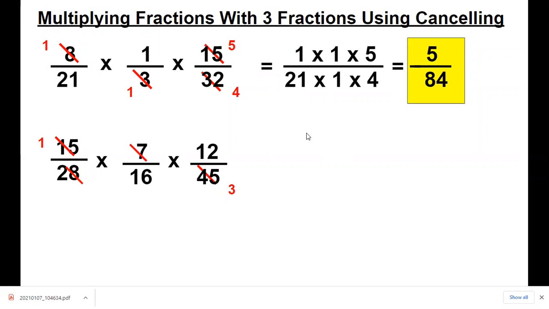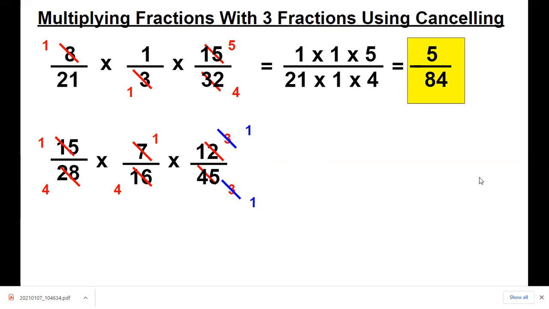Okay, now I can do 28 and 7. 28 divides by 7 nice and evenly into 4, and 7 divides into itself, we get a 1. Now I have 12 and 16. Cross them off. 12 divided by 4 is 3, and 16 divided by 4 is 4. Now there's one more thing I can do. Notice how I have a 3 over 3. I can cross those off as well. So 3 divided by 3 is 1, and 3 divided by 3 is 1.